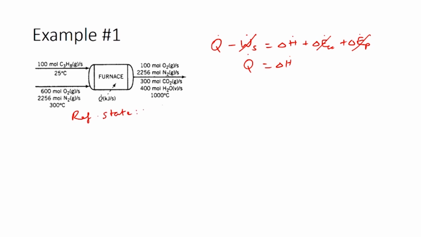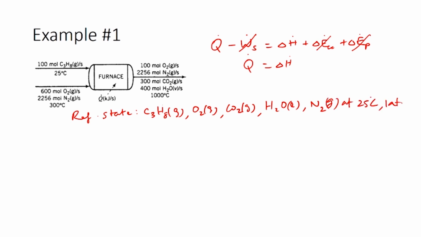So, the reference states we start with would be propane gas, oxygen gas, carbon dioxide gas and water liquid, which are all the components which are taking part in the reaction, and you also have nitrogen which is not taking part in the reaction, nitrogen gas. We will take all at 25 degrees Celsius and 1 atmosphere, which is what the heat of reaction would have accounted for.